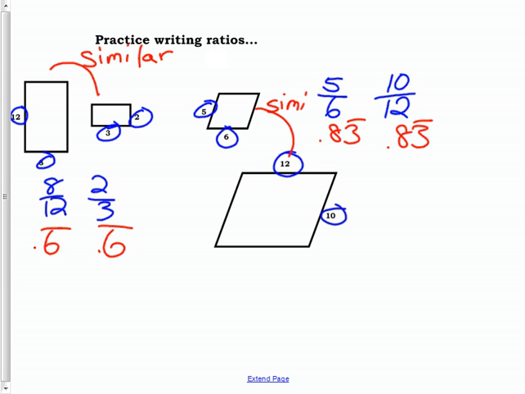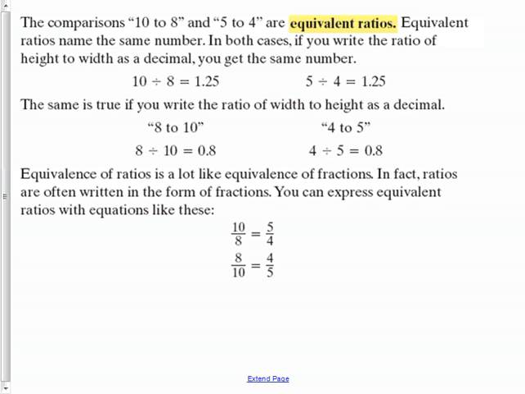Those are similar if their ratios after we divide them out are the same. Okay, we see some more division here. 10 divided by 8, 5 divided by 4, they're equivalent. That means those parallelograms or figures are similar. Again, similar.